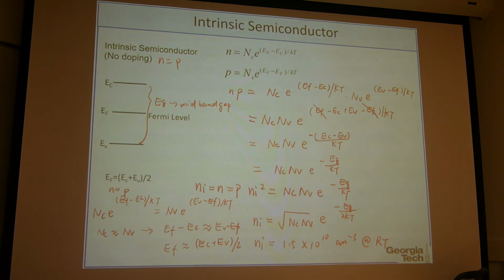If you look at the numbers for silicon, the EG here is 1.1 eV, and then the Fermi level, if it's intrinsic, is at a distance of about 0.55 eV.